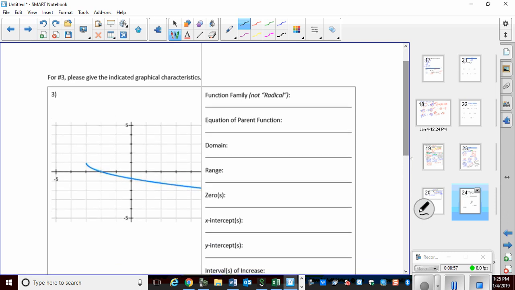So for number 3, please give the indicated graphical characteristics. So the function family here is not a radical. You have to be specific. If it's square root, you write square root radical. If it's a cube root, you write cube root radical. If it's fourth root, you write fourth root radical. So this is a square root radical. And I can tell because it does not continue past a certain point. It has a stopping point. It has a beginning, at least, or an end. One or the other. Okay?